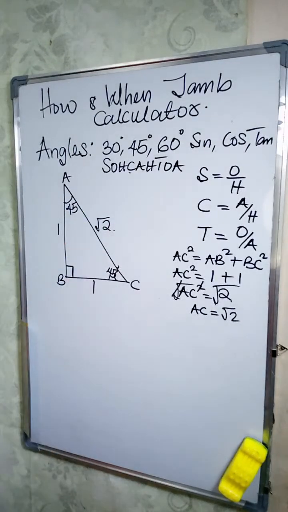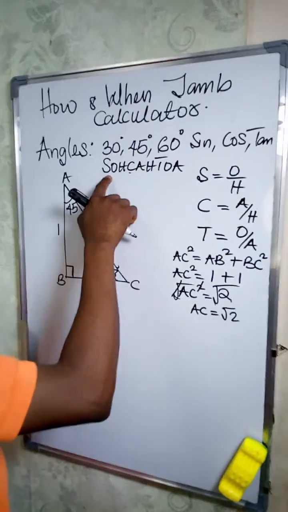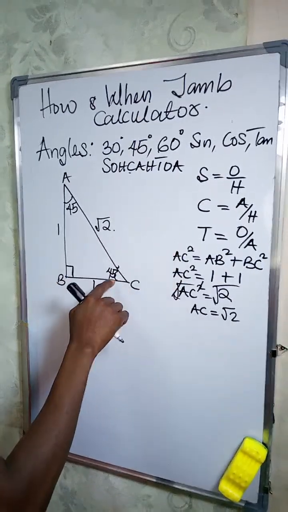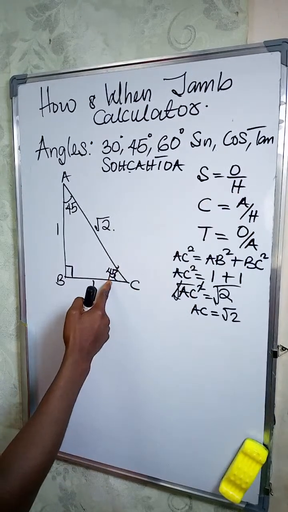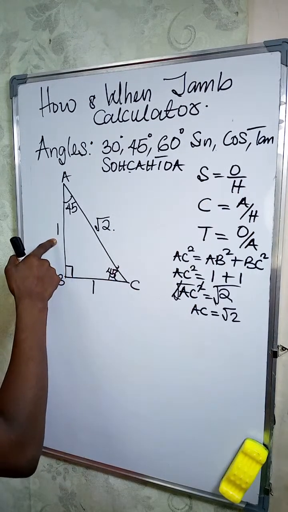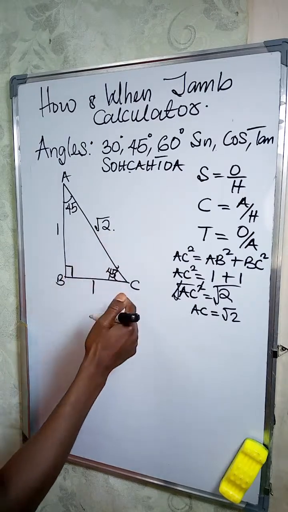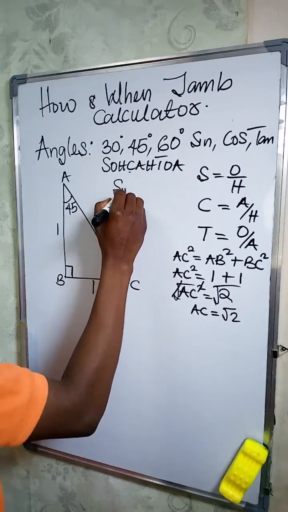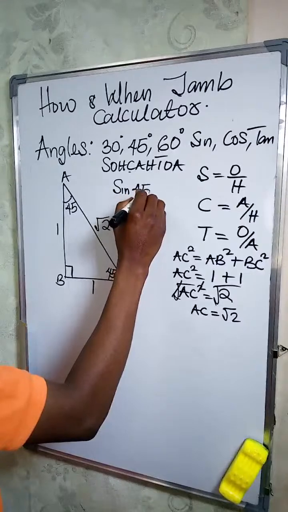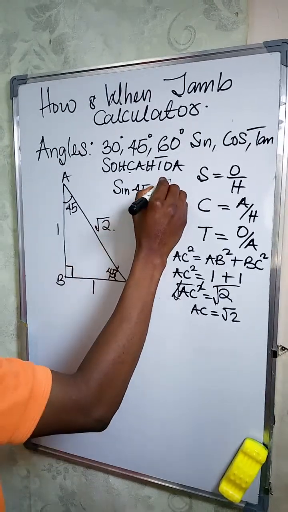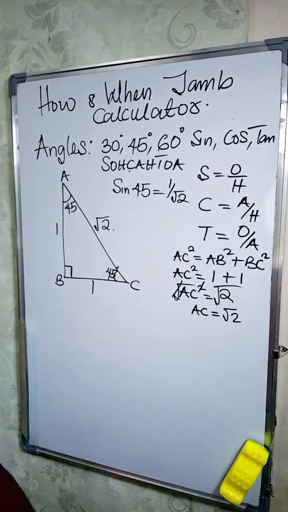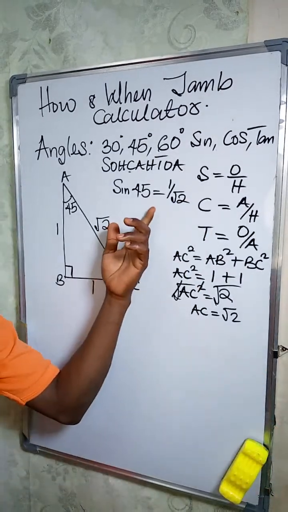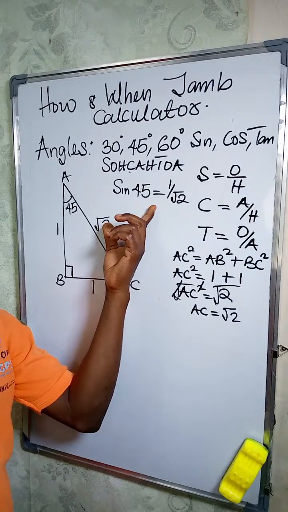Now let's try it. What is sine? Sine of 45 is opposite over hypotenuse. So sine of 45 is the opposite, and the hypotenuse is the longest side. So that means sine of 45 is equal to 1 divided by root 2. So you see how simple it is. 1 divided by root 2.